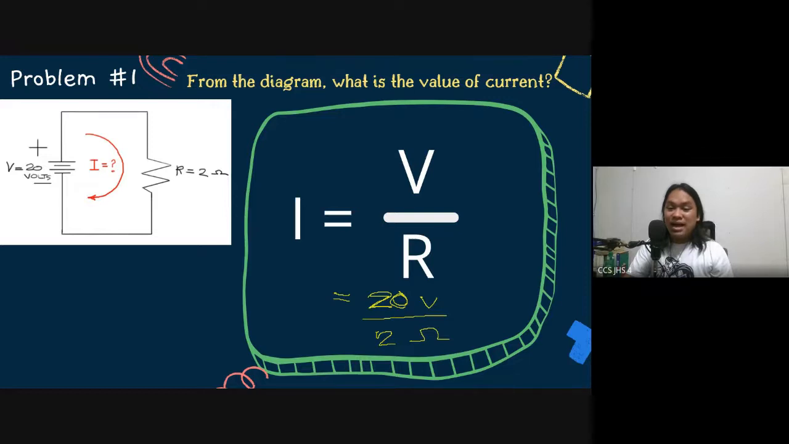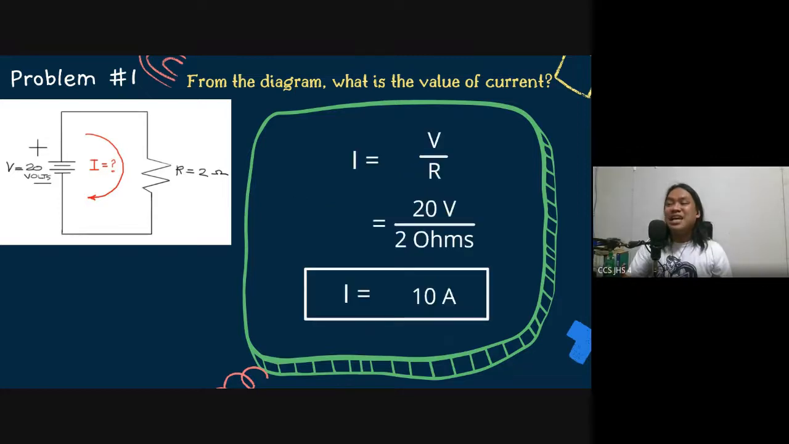What is your answer for number 7, Abdullah? Okay, very good. The answer is 10 amps or 10 amperes. So 20 volts divided by 2 ohms, that is I is equal to 10 amps or 10 amperes. Okay, very good. Kindly click the raise hand button if you got the same answer as me.